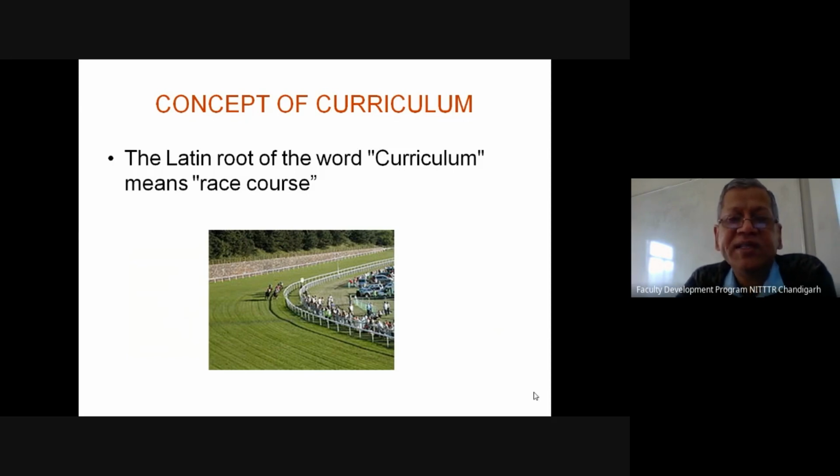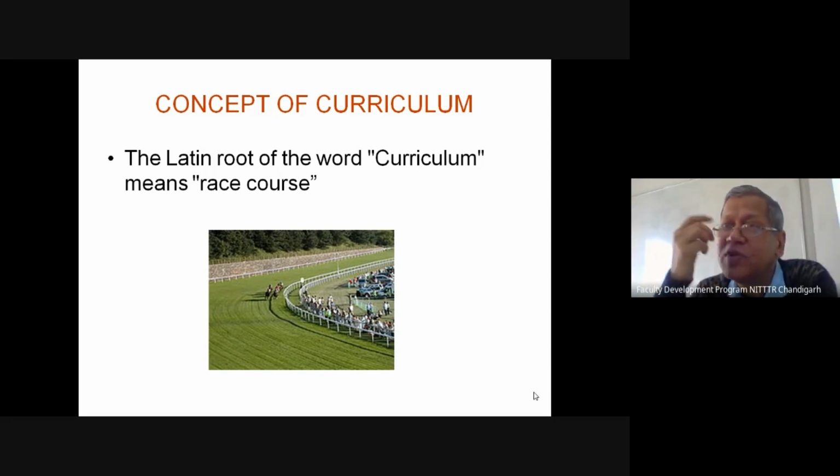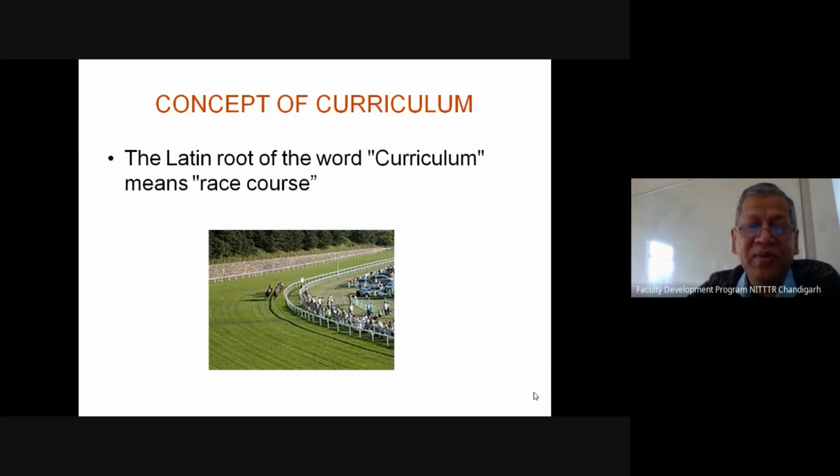Actually, this word curriculum is derived from a Latin word, curare, C-U-R-R-E, curare. And what is the meaning of curare? Curare means race course. So actually, curriculum, if you see from a Latin viewpoint, means race course. Now, how is the concept which we have in our mind, that this is curriculum, related to race course?